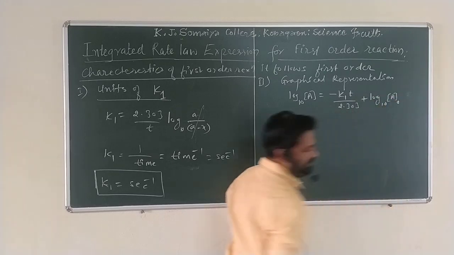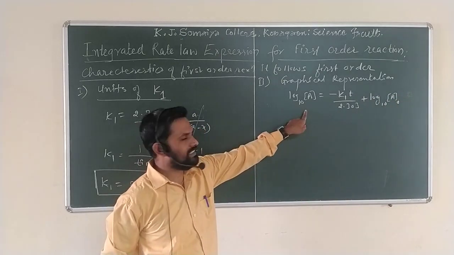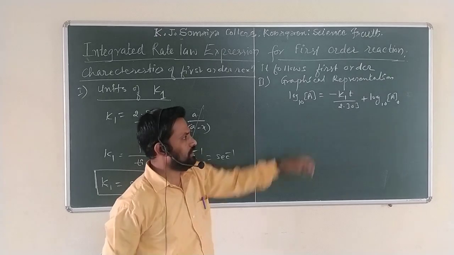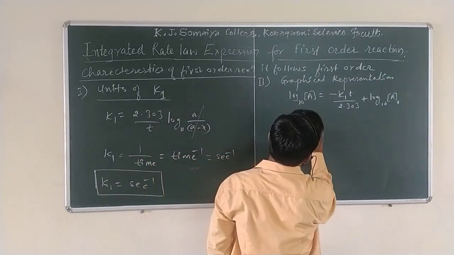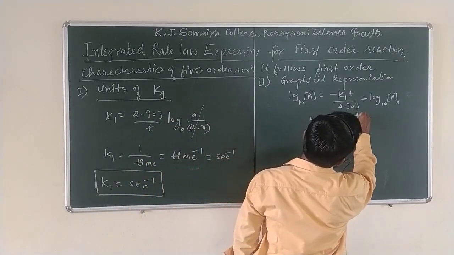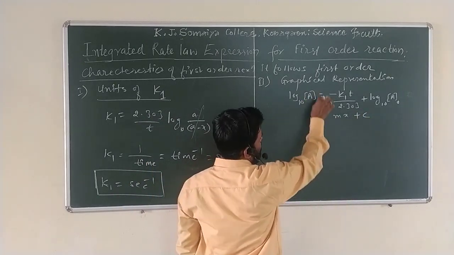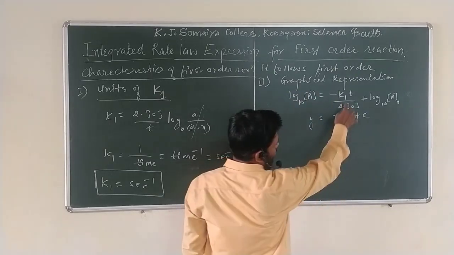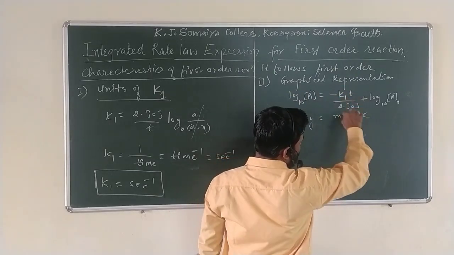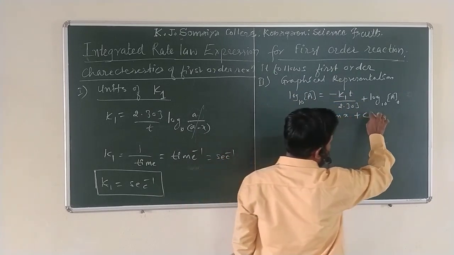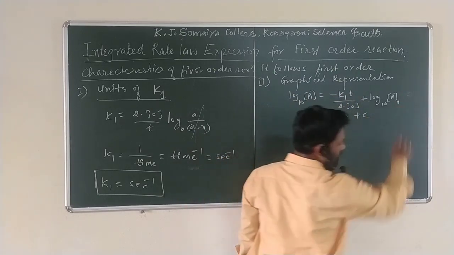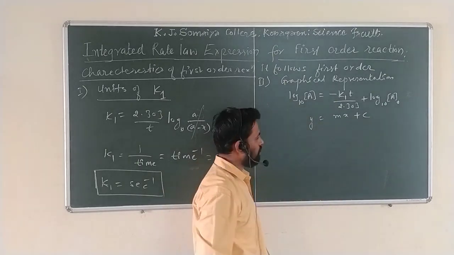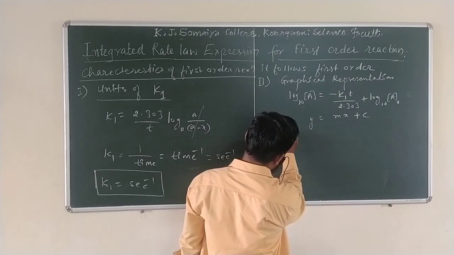As I told you, this equation is useful to represent the graph. This represents y equal to mx plus c. Here log of concentration of A is y, where A is the remaining concentration, and m is the slope, but it is in the negative sign, so that will become a reverse straight line. Here c is the y-intercept. So this equation represents a straight line equation of y equal to mx plus c.